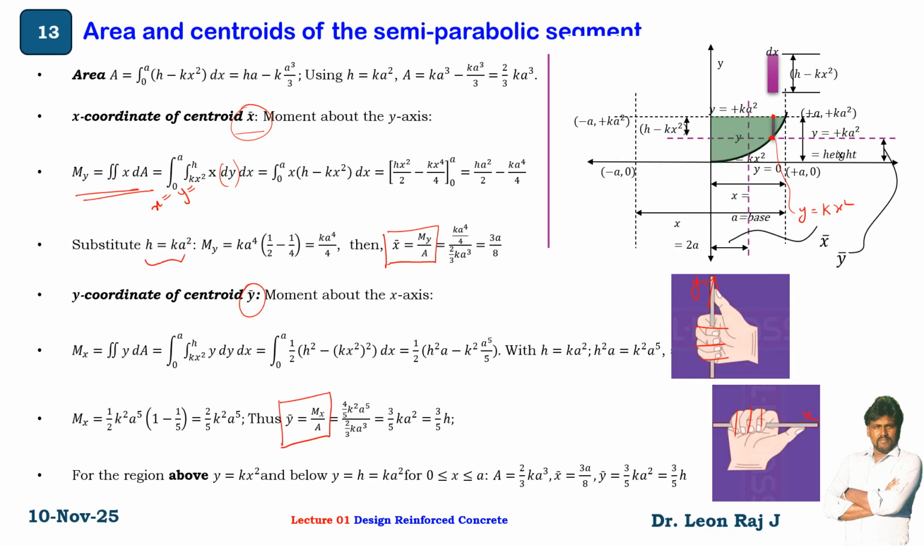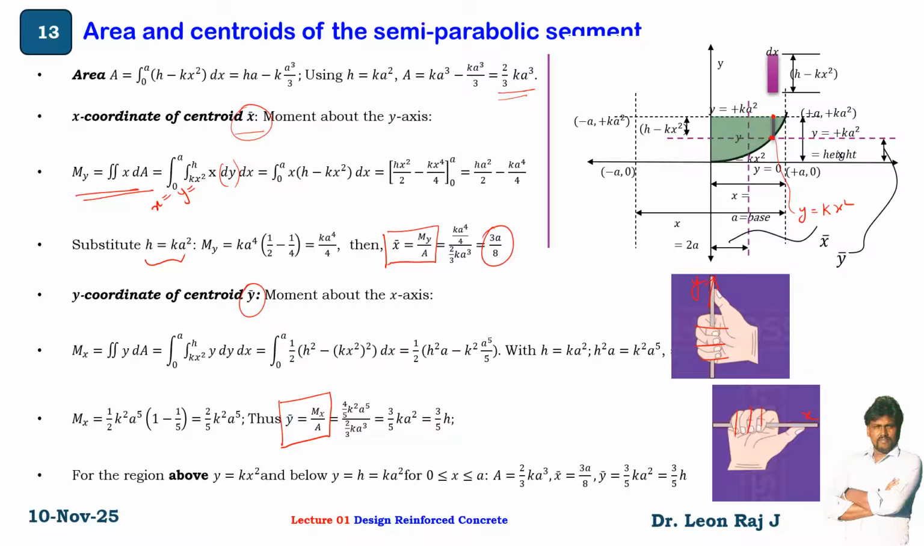So just by substituting h equal to k into a square, we get the My value as k a power 4 by 4, divided by the area of the curve. The area of the semi-parabolic segment is 2 by 3 k into a cube. So you get the centroid x bar equal to 3a by 8. So a is nothing but the base, so 3b by 8, that means base multiplied by 3 divided by 8.